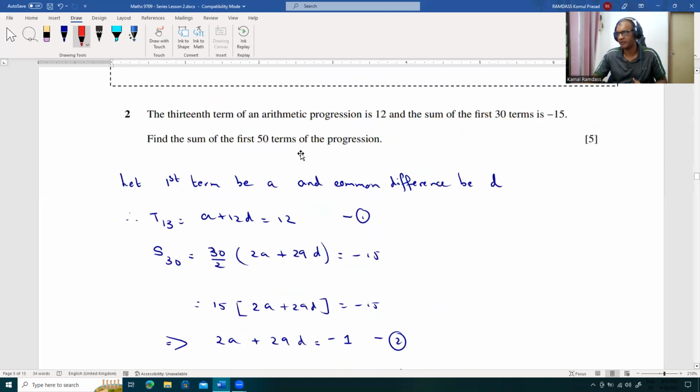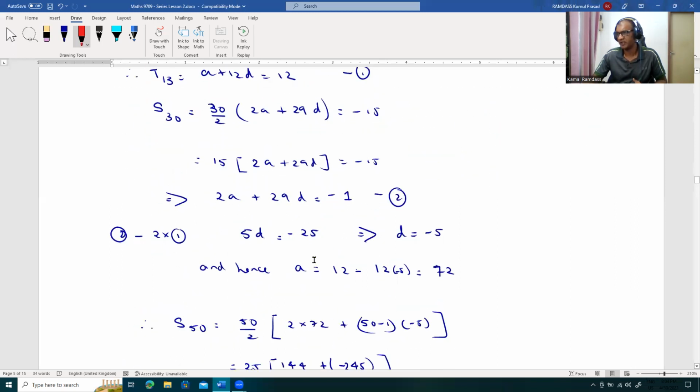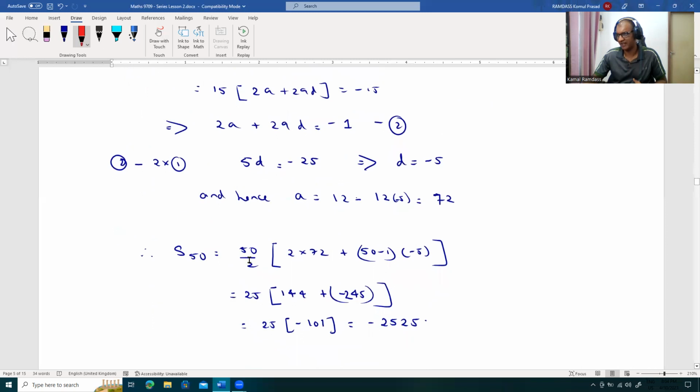Next, find the sum of the first 50 terms. That means S of 50 is 50 over 2, and multiply by 2, that gives n over 2 times 2a plus (n minus 1) times D. OK? We get 25 times 144 plus minus 245. We get 25 times minus 100n, minus 25, 25. And that is the answer.